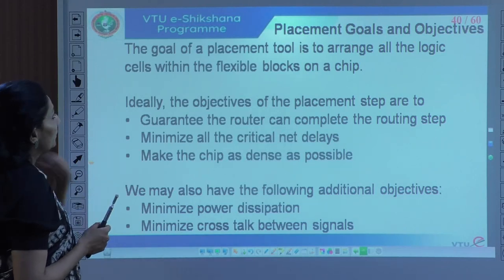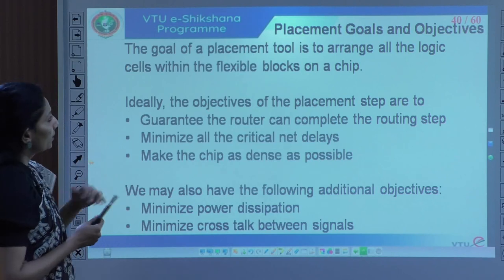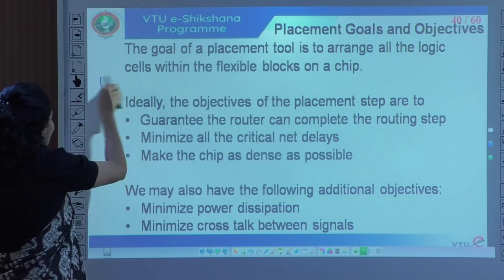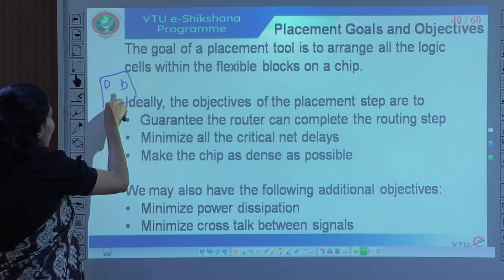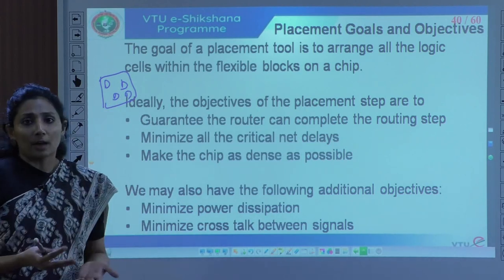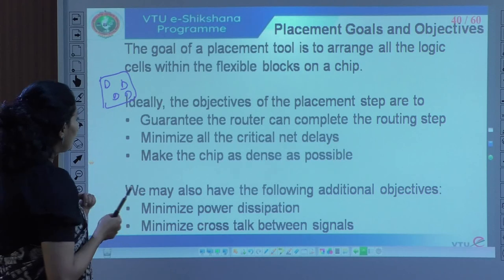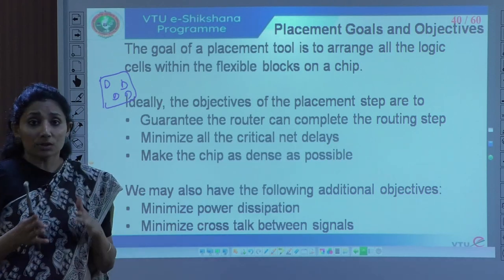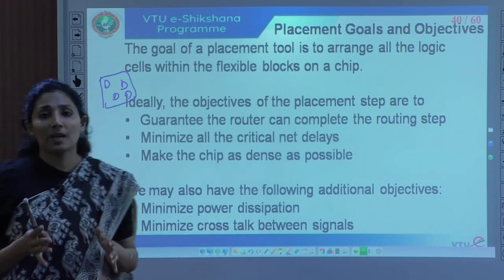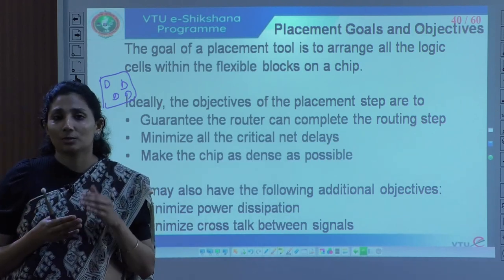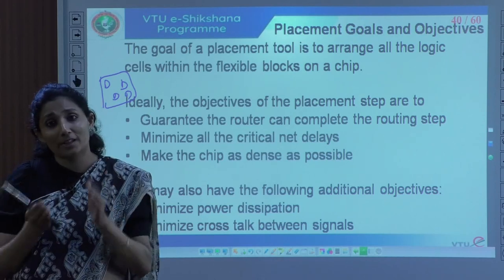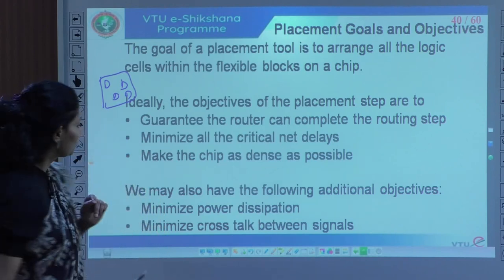So the goal of the placement tool is to arrange logic cells within the flexible blocks of a chip. In one single block you have all the logic cells I have to arrange. It will guarantee the router that you can complete the routing within the specified area, and it will reduce the delay in the critical length. And it will make the chip so dense so that there is no vacant space left. That means it has reduced the chip area to the minimum possible area.